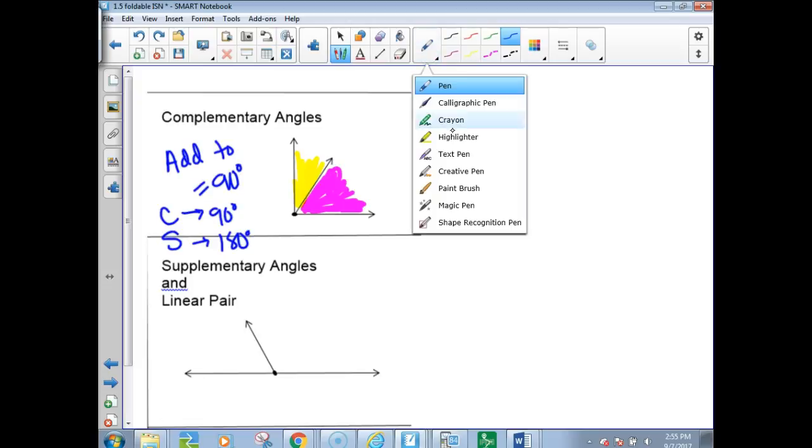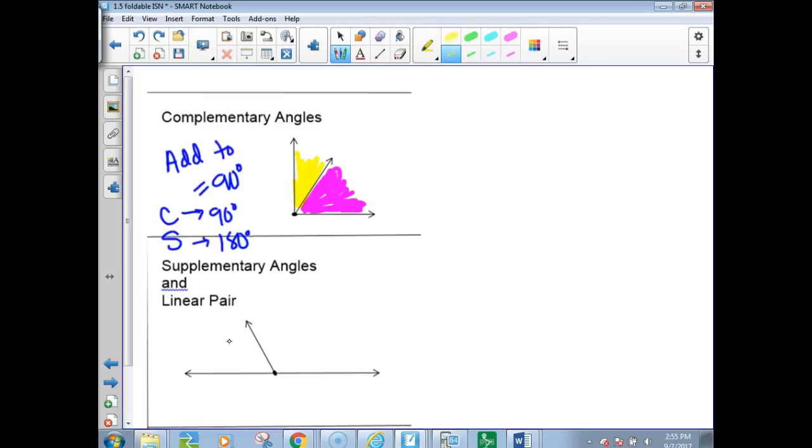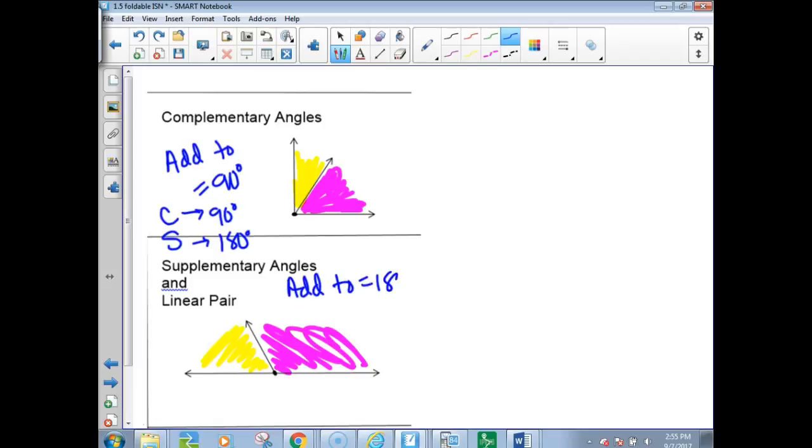The ones below here are supplementary angles. When you take this angle plus this angle, it adds up to 180, yes. Add to equal 180. Okay, now, if they are making a straight line, if they're adjacent and supplementary, then they're also a linear pair.